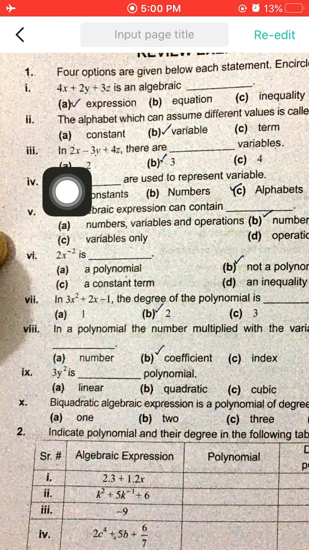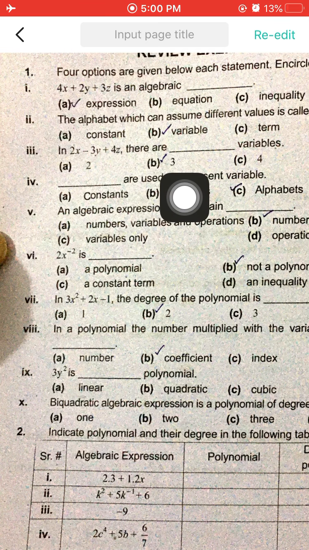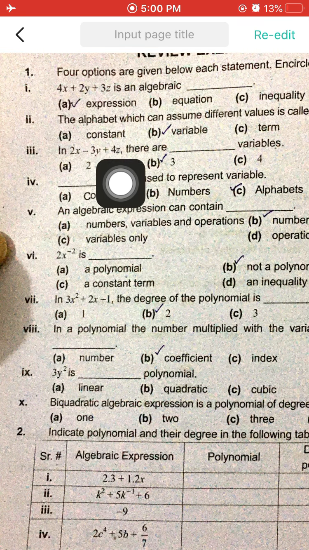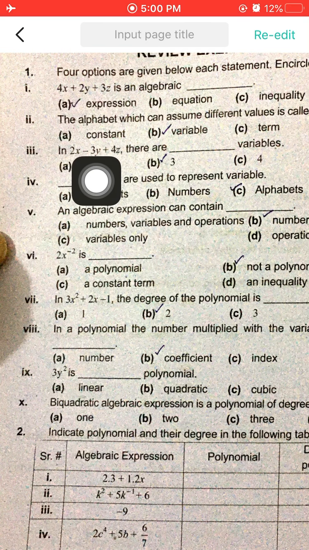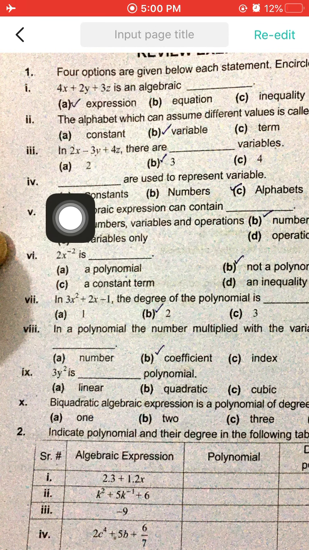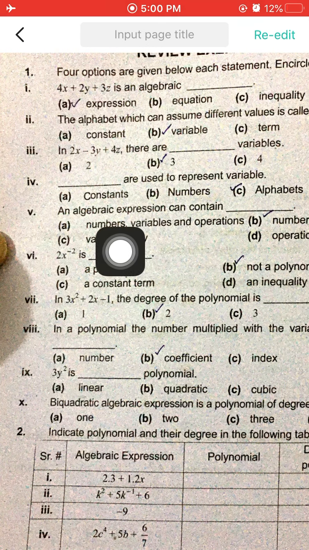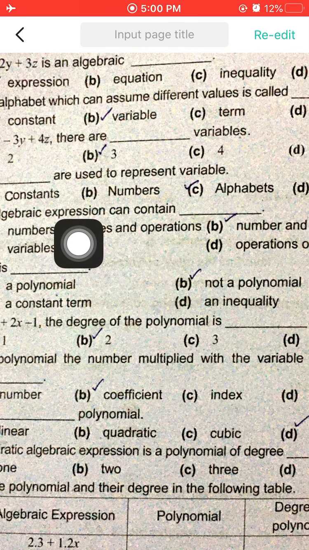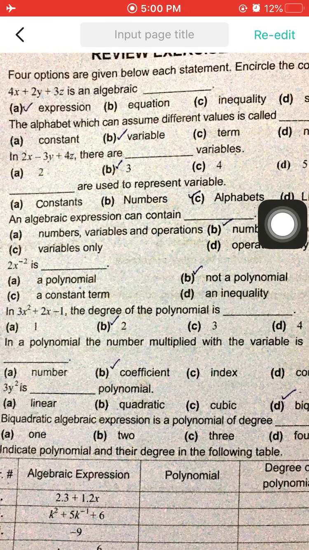In the third part, in 2x minus 3y plus 4z, how many variables are there? x, y and z. These are 3 variables. One is x, second is y and third is z. Similarly, students, in the fourth part he mentioned that dashes are used to represent variables, because alphabets are used for variables. You already discussed this in the definition.